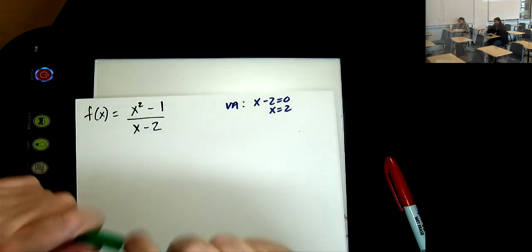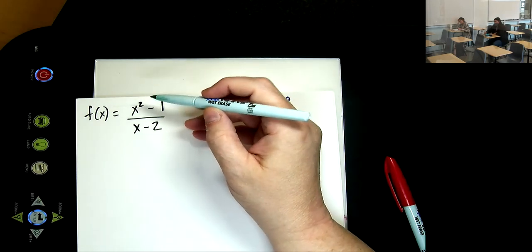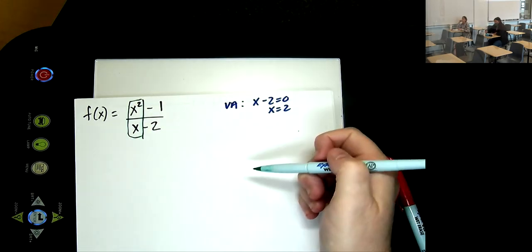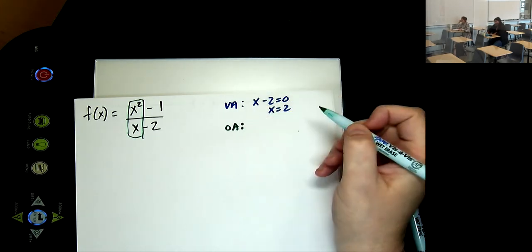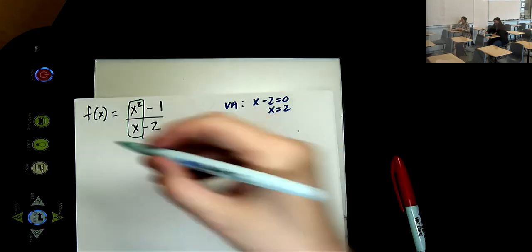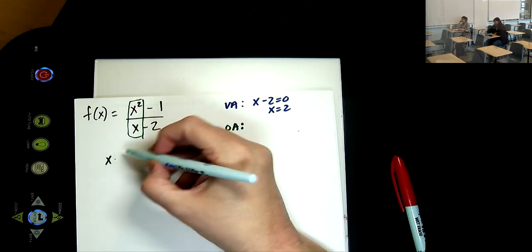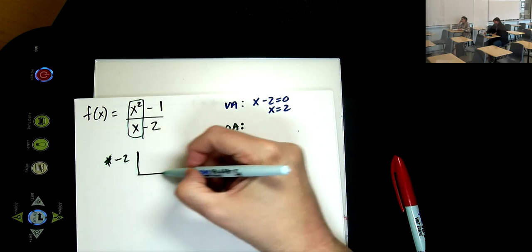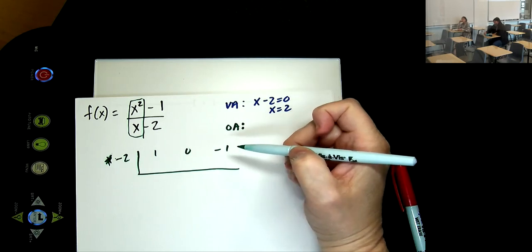Oblique asymptote is correct. That's right. The leading term on the top is 1 degree higher than the one on the bottom, so this is going to generate an oblique asymptote. So we do synthetic division. We're dividing -2 into 1, 0, -1. Don't forget the 0 because we have no x on top.